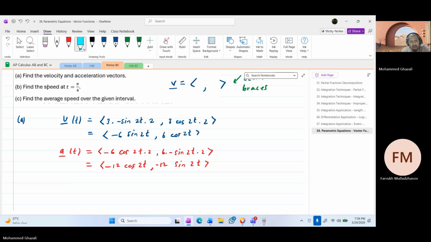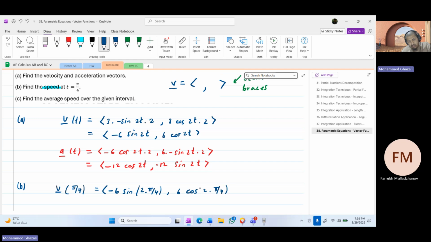Find the speed. See what they said? Find the speed at t equals pi by 4. First, we're going to find the velocity. Let's find v of pi by 4. So if you substitute pi by 4, you'll get negative 6 sine 2 times pi by 4, and 6 cos 2 times pi by 4.